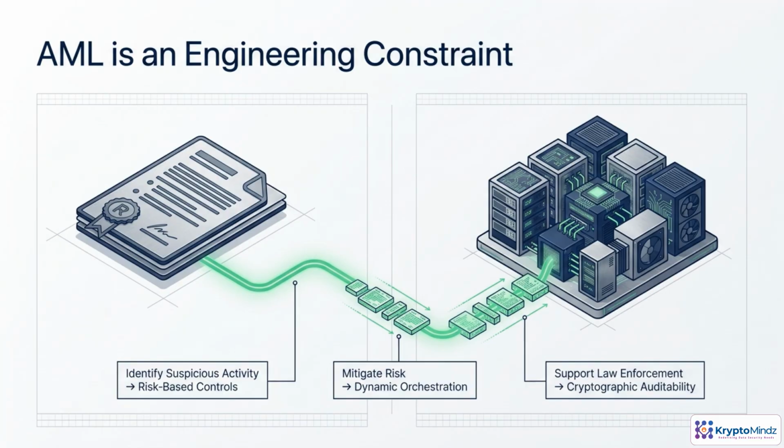Treat AML not as a checkbox, but as a hard constraint that shapes your architecture. Your system has to run a continuous loop. First, detect suspicious activity with risk-based controls, not just static rules. Every event, attribute, and behavior is a signal. Next, mitigate that risk through dynamic orchestration. Adapt flows, insert steps, or throttle activity based on current risk. Finally, preserve evidence with cryptographic auditability, so you can prove what happened, when, and why to regulators and law enforcement.